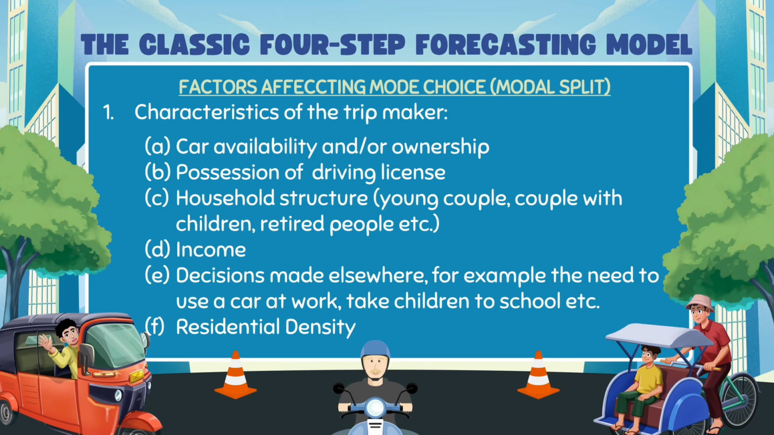There are factors affecting the mode choice. First is the characteristic of the trip maker. This is all about the person's situation before they even leave their house. Their choices are limited by their lifestyle. It is all about car availability, possession of a driving license, household structure, income, decisions made elsewhere, and residential density.